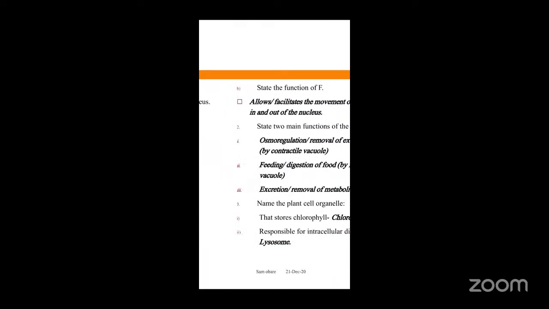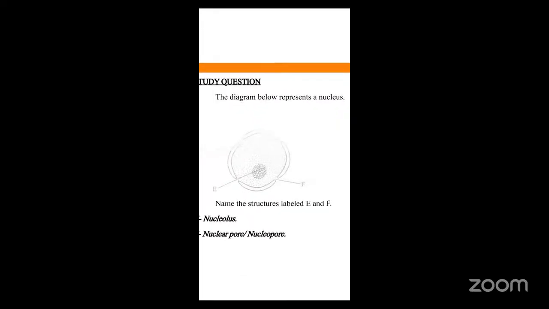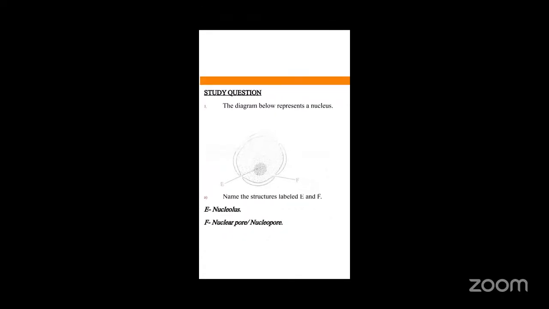So with me here, I have study questions. I hope we can go through them together. Study the diagram below and answer the question. The diagram below represents a nucleus. So this is the nucleus, the cell organelle. Name the structures labeled E and F. Structure E is the nucleolus.